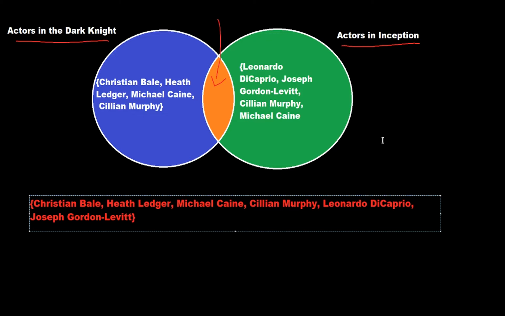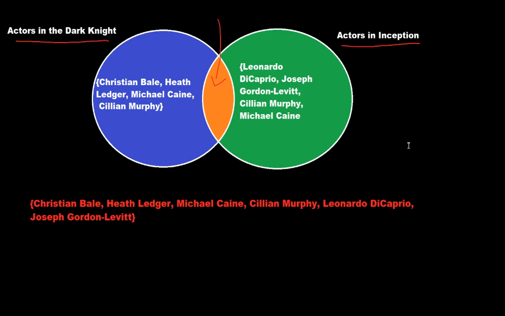So we wouldn't add Michael Caine and Cillian Murphy again, because if we did, it wouldn't be a set because there would be duplicates. And we already added them when we looked at actors in The Dark Knight, so because Michael Caine and Cillian Murphy are already in there, our complete set contains Christian Bale, Heath Ledger, Michael Caine, Cillian Murphy, Leonardo DiCaprio, and Joseph Gordon-Levitt.